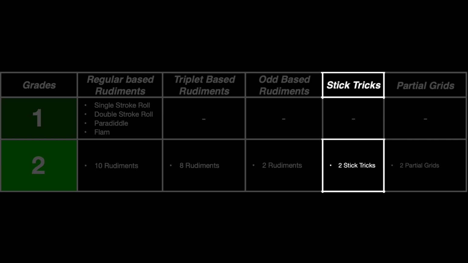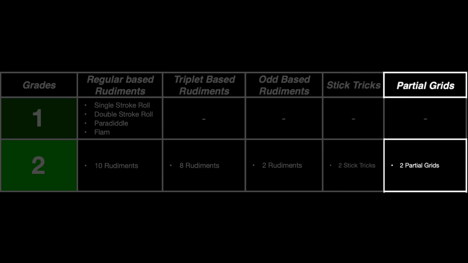These could be any type of stick trick out there. They don't have to be based on if it's basic level, intermediate, or advanced level or anything like that. Just learn 2 stick tricks and you're good to go. And then the partial grids, you'd have to learn 2 of those. The partial grids would fall under the category of exercises within the school of super drumming, which there are a whole bunch of them that you can learn from.